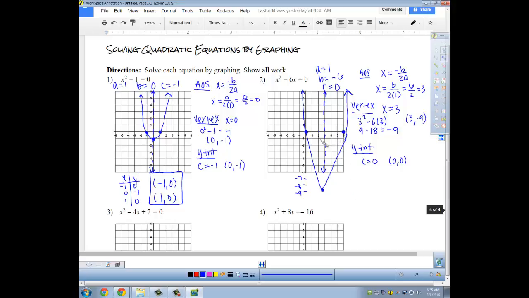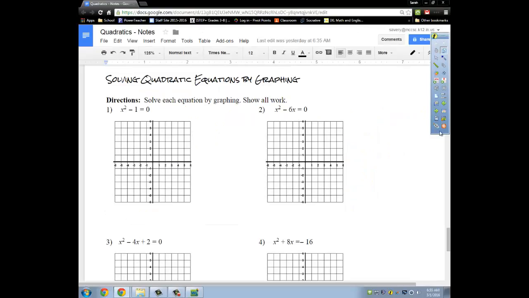All right, so again, the solutions are where it hits the x-axis. So it hits the x-axis at 0, 0 and at 6, 0. Okay, moving down.